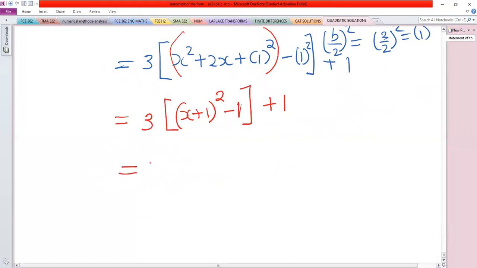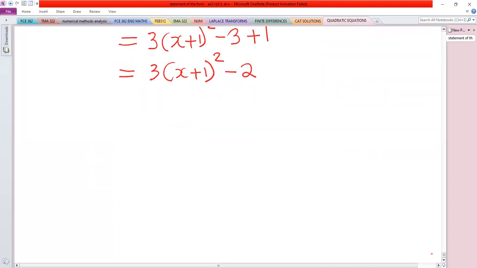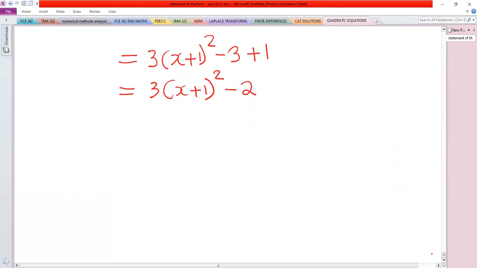And then expand, so I'll have 3 x plus 1 squared, 3 times minus 1 is minus 3, and then plus 1. So it is not hard to see that this will be 3 into x plus 1 squared, minus 3 plus 1 is minus 2. So this is the same as the original quadratic expression, 3x squared plus 6x plus 1.